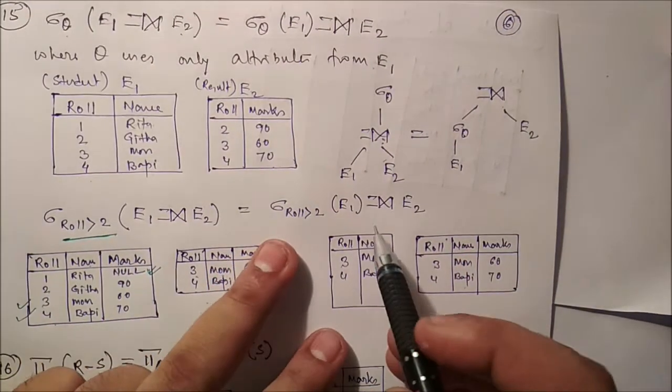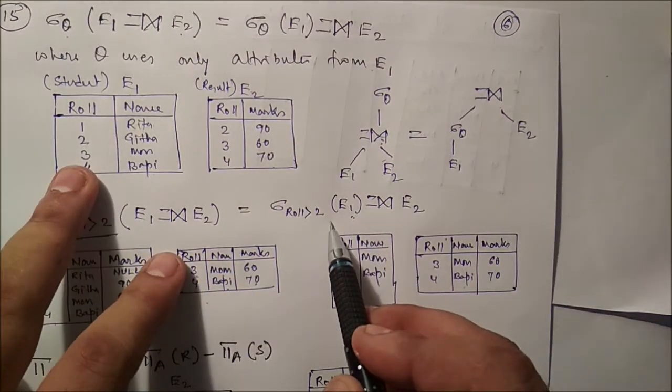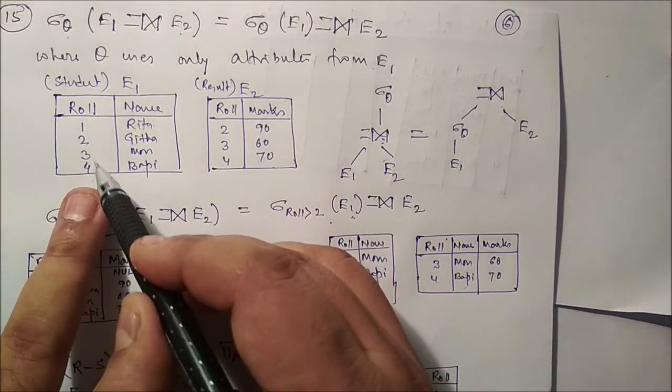But here we first apply the selection condition with E1, roll number greater than 2. Definitely we have to discard these 2 records, and we retain these 2 records, 3 and 4.